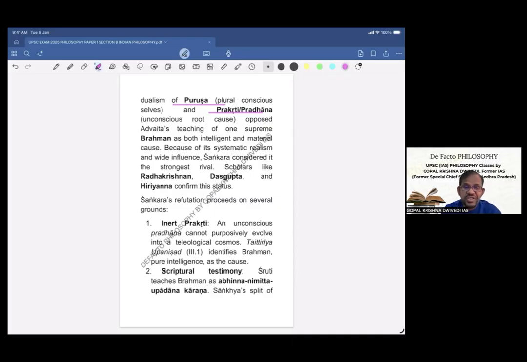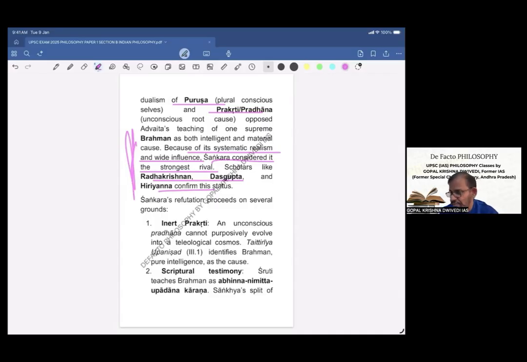Because of its systematic realism and wide influence, Sankara considered it the strongest rival. This is the main reason. Scholars like Radhakrishnan, Dasgupta, and Hiriyanna confirm this status. Because of this reason, Shankaracharya considered Sankhya as the prime opponent of Advaita Vedanta. Now, what are his refutations?